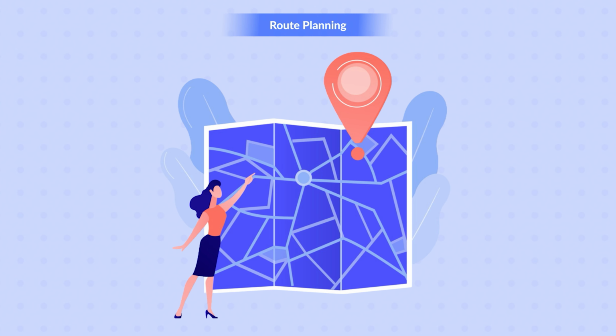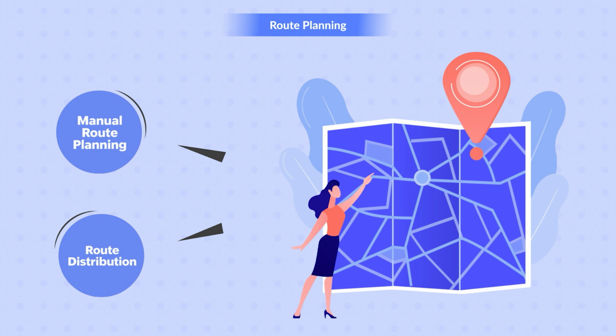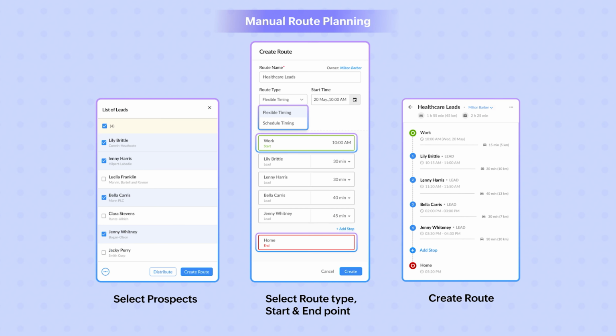Let's move on to one of the core functionalities, route planning. There are two methods to plan routes in RouteIQ. First one is manual route planning, and then we have the route distribution feature. Let's take a closer look at the manual route planning.